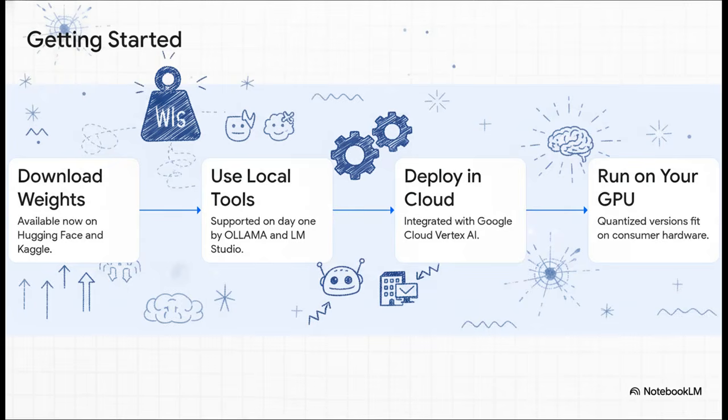And you know what? Getting started is surprisingly easy. The model weights are already out there on places like Hugging Face and Kaggle. And tools that a lot of us already use, like Ollama and LM Studio, had support for it on day one. You're not waiting around for the community to catch up. The ecosystem is already there, ready to go.